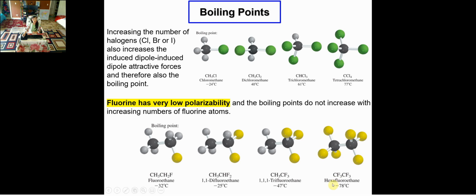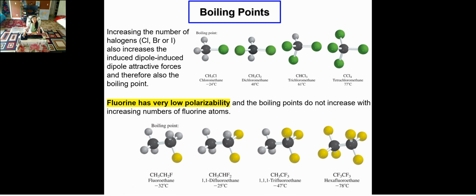If you have hexafluoroethane, ethane is two carbons, so with hexafluoroethane the boiling point further decreases. Again, this irregular boiling point trend results from the low polarizability of fluorine. Fluorine is different from chlorine, bromine, and iodine.